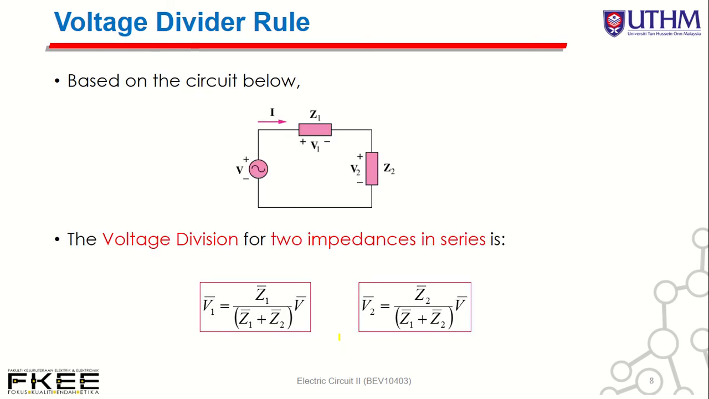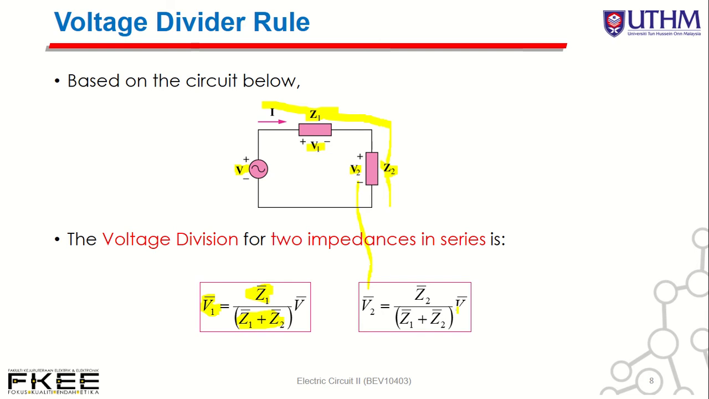Look at a simple example. Let's say we have a voltage supply V across two impedances Z1 and Z2. The question is, what is the value of V1 and V2? By using the voltage divider rule, the voltage across Z1, V1, equals Z1 divided by the total Z in series, in this case Z1 plus Z2. Similarly, V2 equals Z2 divided by total Z times our supply V.